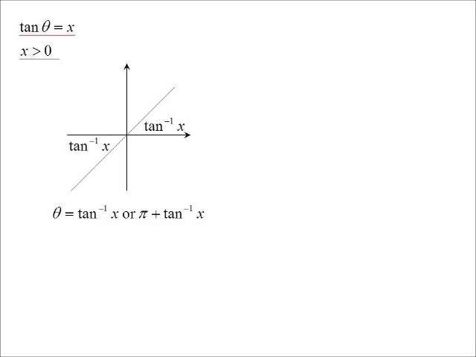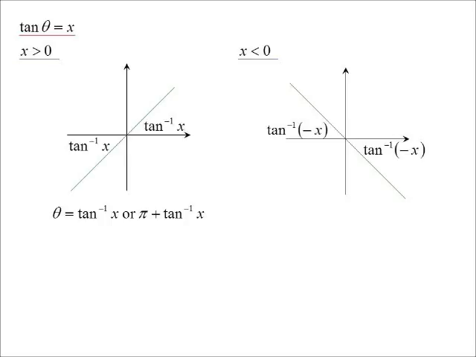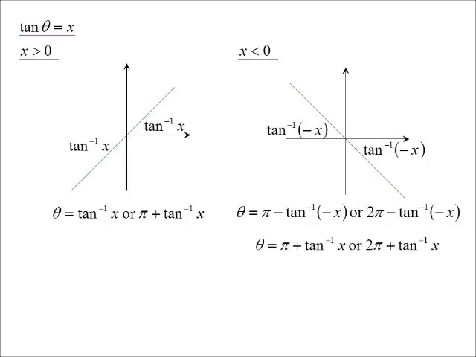So theta is inverse tan of x, or pi plus the inverse tan of x. If we make it negative, the acute angle now is inverse tan negative x, but we're in the second quadrant or the fourth quadrant. So pi minus inverse tan negative x, or 2 pi minus. Inverse tan was an odd function, so inverse tan negative x could be negative tan inverse x. Yeah, correct, what he said. Negative inverse tan of x.